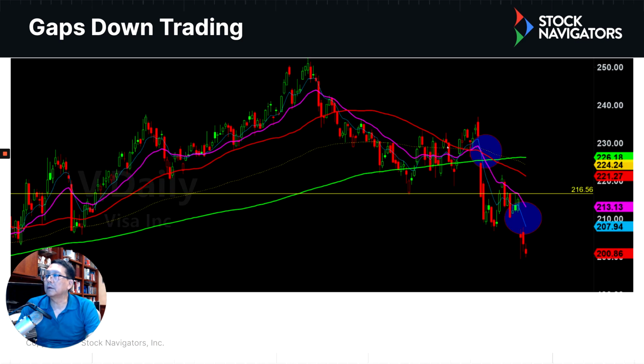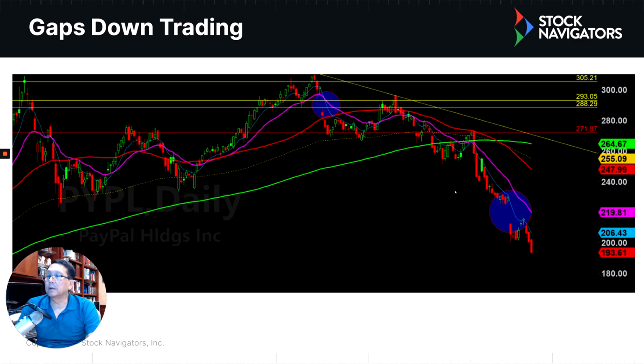Now let's take a look at gap down trading, like Visa, for example. You can see here Visa failed to make a high, and then they gapped down and continued to go down, and then they gapped down again. So there's no reason for you to chase this stock on the downside, because it will continue to go down, as you can see here. The next one is PayPal.